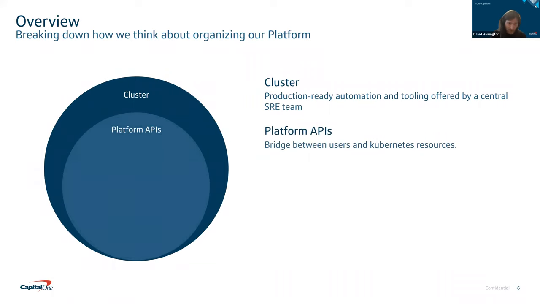Now onto the next layer in our architecture. This is a big one, our platform APIs. It is conceivably the entry point for all user interactions on the system. An entire talk can be dedicated just to how to build multi-tenant software as a service applications, but that's not the purview of this talk. Rather, what's important about our platform APIs is how they interact with our cluster and the layers below it.